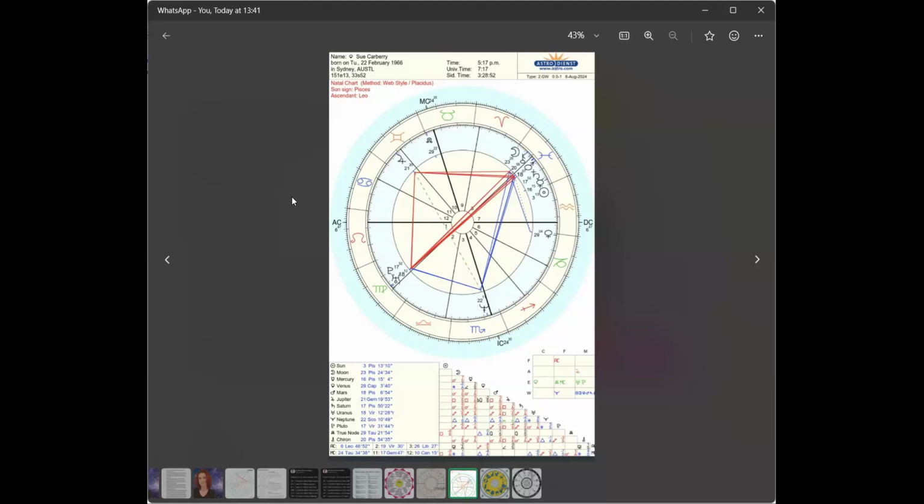There's something called intercepted, where a house is so large that it takes up an entire sign. So an entire sign is inside a house, so you may have Cancer here and then Virgo here, and in between you'll have Leo. That's called an intercepted sign. But let's crawl before we can actually run.